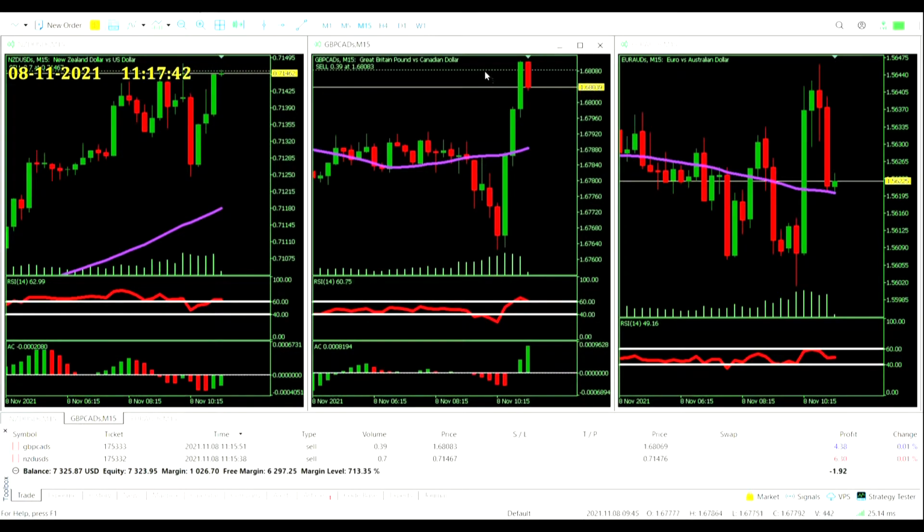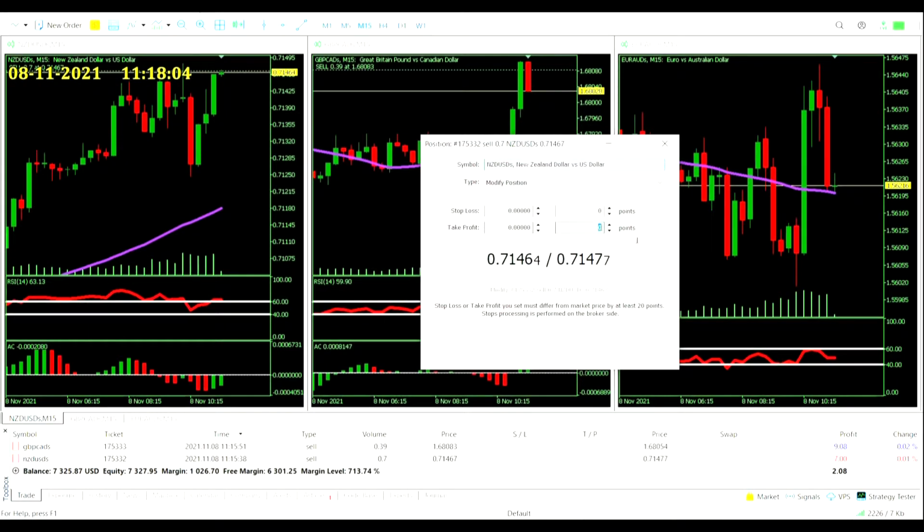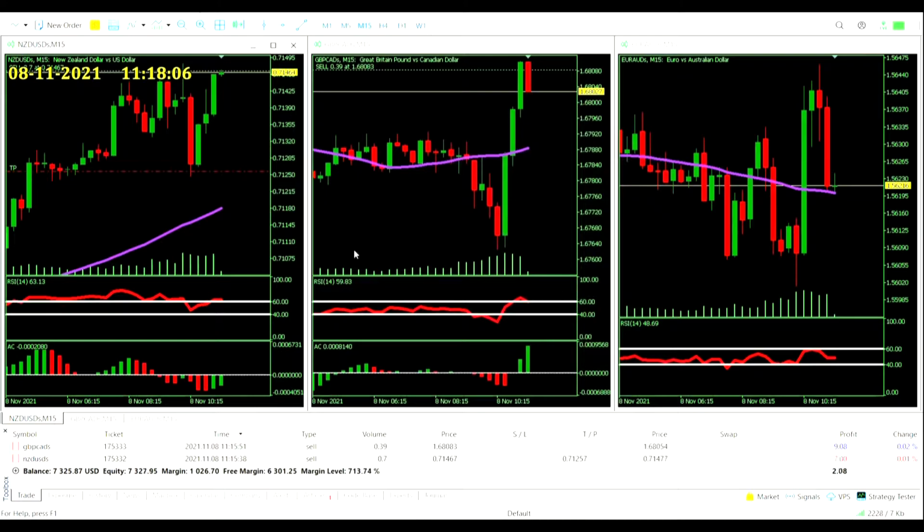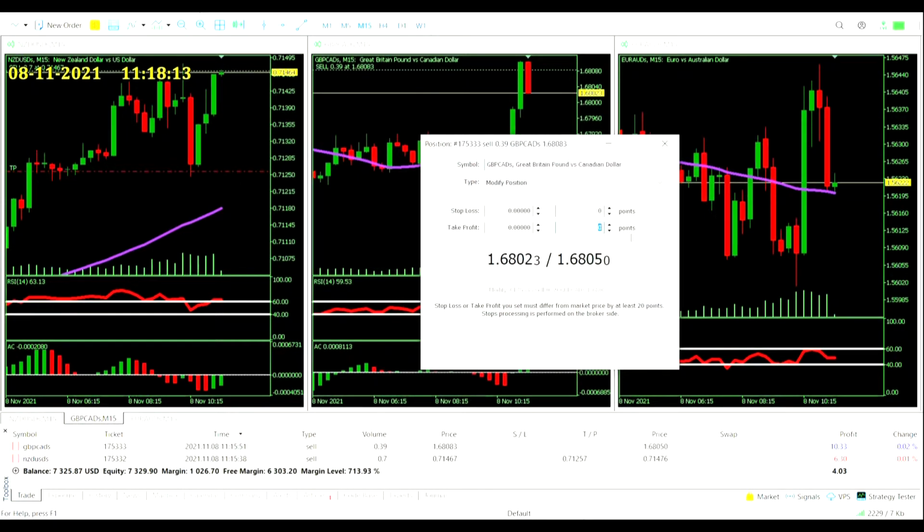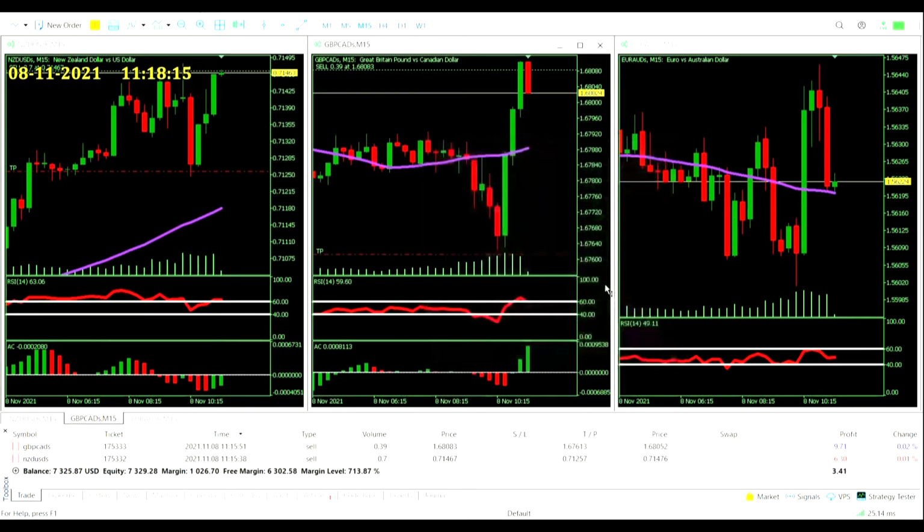Unless of course either of these are able to take our profit. Can set out New Zealand dollar, US dollar at 210 points. There it is, right towards the lowest low. And same for the pound caddy. Let's go for that take profit, 470.